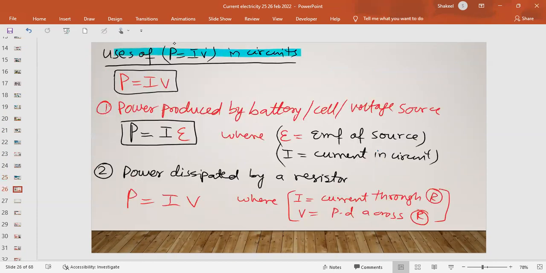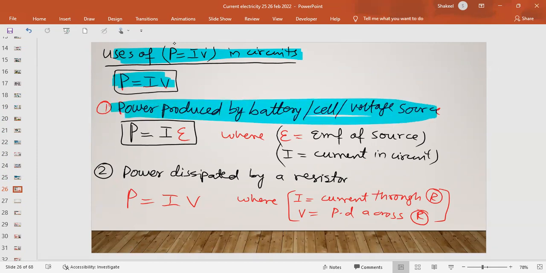Okay, now power P is IV. So IV is used to find the power produced by a battery or voltage source. Remember this thing, this is very important. If you want to find how much power is produced by the battery or cell, you have to use IV only. So in place of V, we can write E, which is the EMF of the source, and I is the current in the circuit.